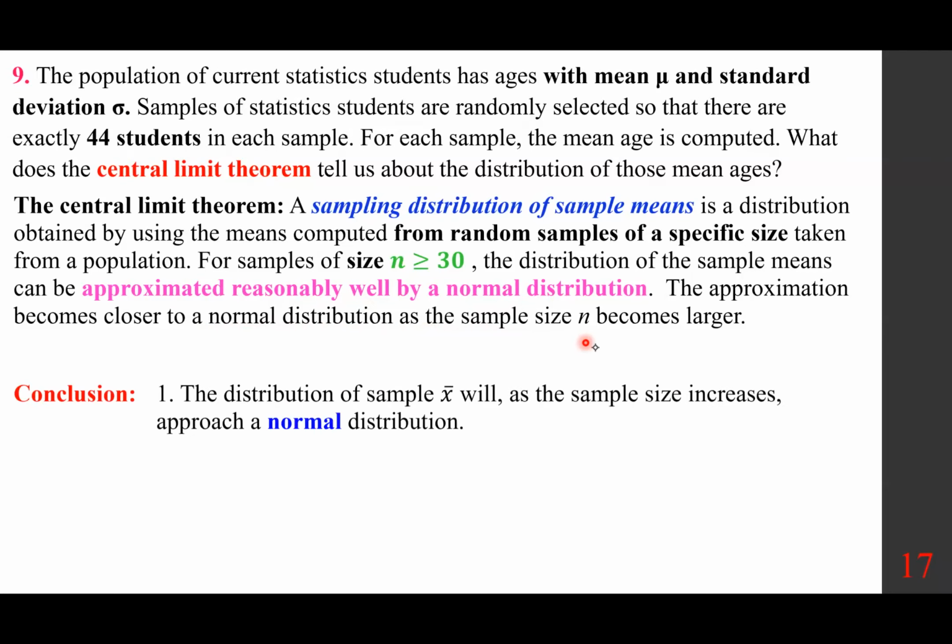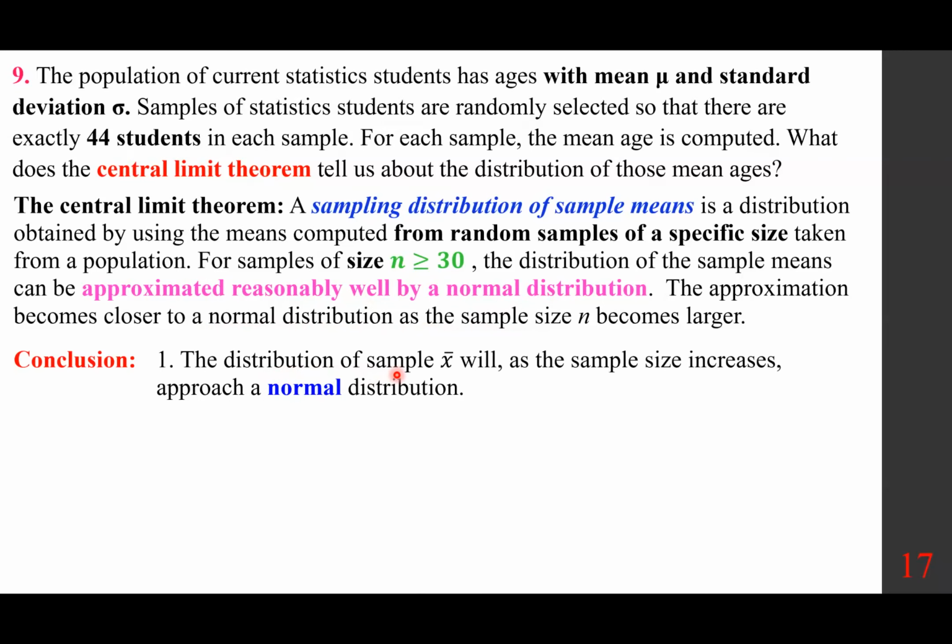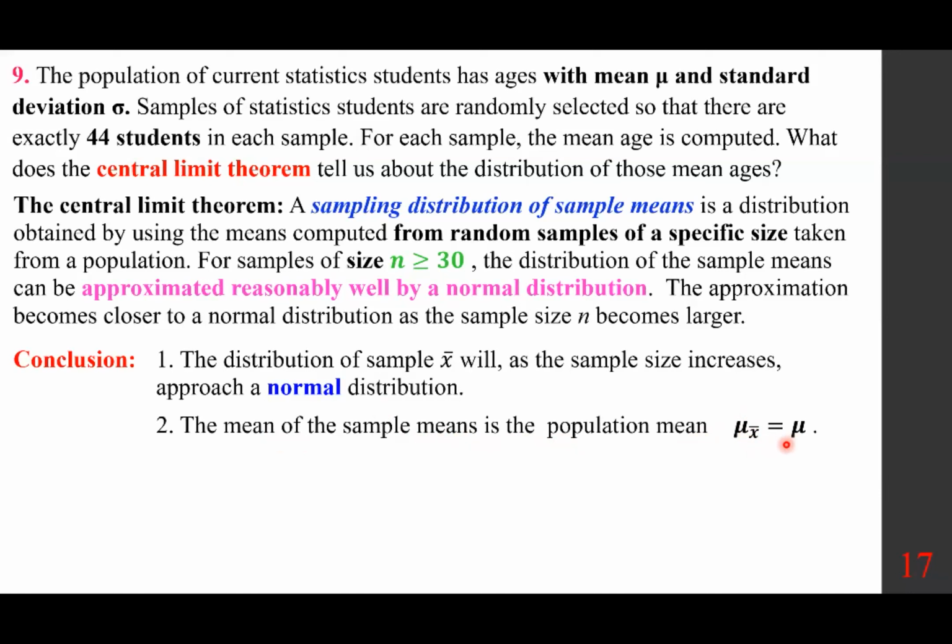So here's the conclusion. The distribution of sample X bar will, as the sample size increases, approach a normal distribution. As sample size increases, this approximation gets better and closer to a normal distribution. The mean of the sample means is the population mean. We showed in the previous page, mu of x bar is equal to mu. That's what we are saying.